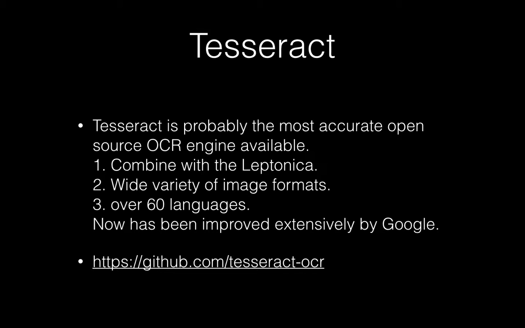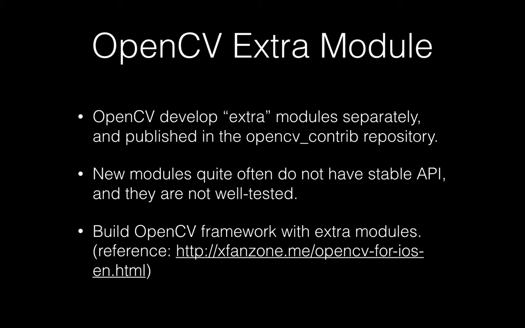And the second one is Tesseract. Tesseract is probably the most accurate open source OCR engine available, and it is combined with Leptonica, as I mentioned before, and supports a wide variety of image formats. Third, it supports over 60 languages, and now it is being improved extensively by Google. So you can find the open source code at this GitHub link.